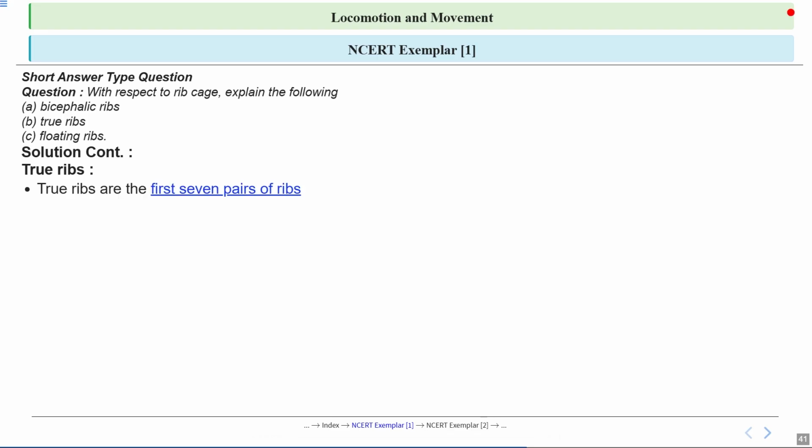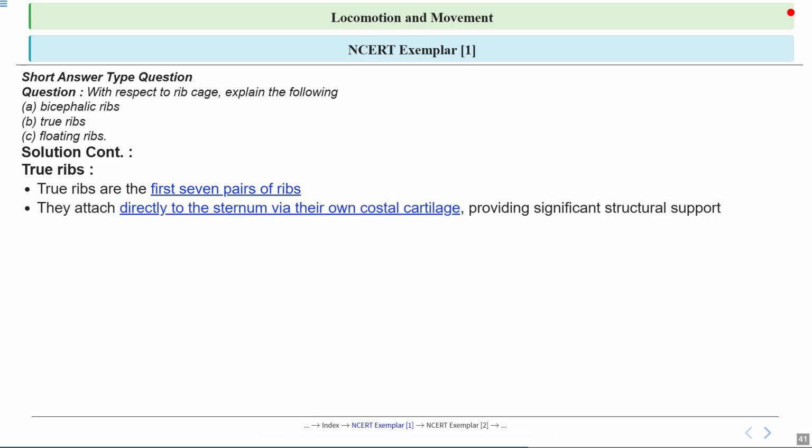Let's talk about true ribs. So these are the first 7 pairs of ribs in the human body that we have just discussed, which are directly attached to the sternum via their own costal cartilage, allowing them to move and aid in breathing. So these ribs provide structural support to the rib cage and protect vital organs in the chest, such as the heart and lungs. Now some ribs are called true ribs, as they attach directly to the sternum through their own costal cartilage, which gives them strong support and helps form the rib cage, protecting vital organs like the heart and lungs.